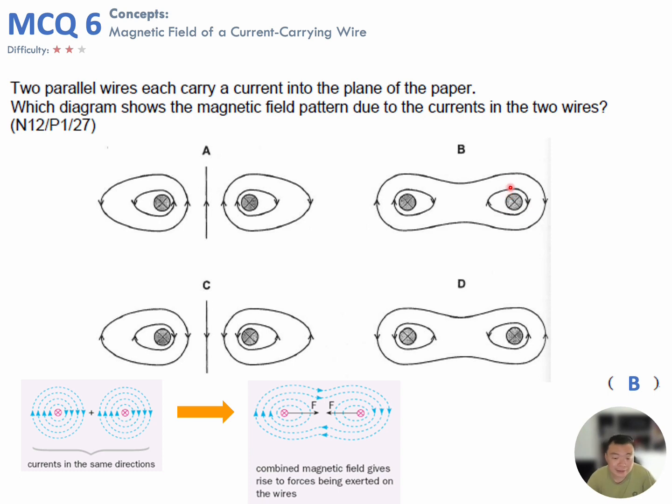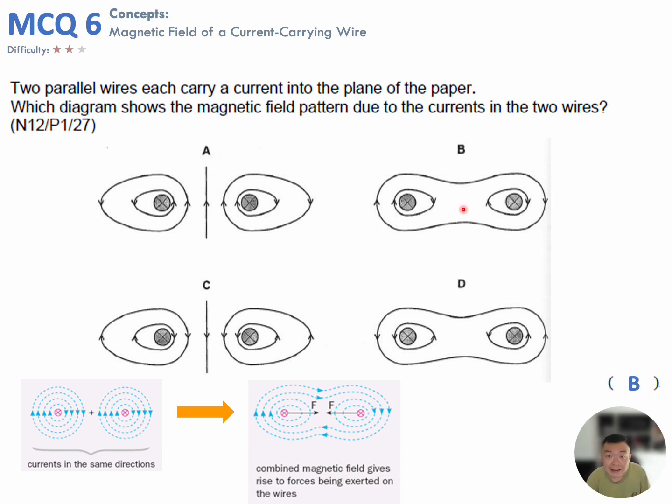Another thing to check is that the field lines in the space between the wires are weaker. It's a weaker magnetic field strength, fewer field lines in the middle over here. And the reason is because in the space between the two wires, these two field lines are opposite in direction. So this one is pointing downwards, this one is pointing upwards. So in the space between the two wires, there's some sort of cancellation of magnetic field lines, resulting in a weaker magnetic field. So a weaker magnetic field is indicated by having fewer lines.